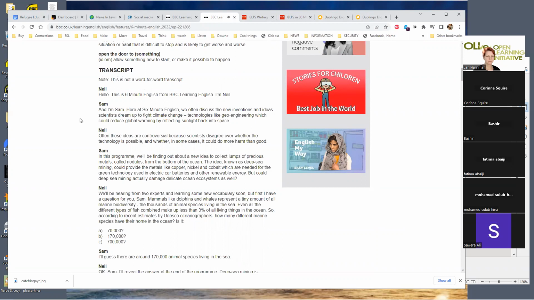In this programme, we'll be finding out about a new idea to collect lumps of precious metals called nodules from the bottom of the ocean. The idea, known as deep sea mining, could provide the metals like copper, nickel and cobalt, which are needed for the green technology used in electric car batteries and other renewable energy. But could deep sea mining actually damage delicate ocean ecosystems as well? We'll be hearing from two experts and learning some new vocabulary soon.